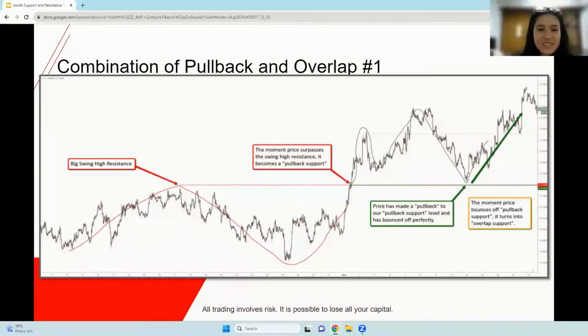Here we have a big swing high resistance level at the start, and price surpasses this level over here. The moment price surpasses this swing high resistance, it becomes a pullback support instead. Now, price has made a pullback to our pullback support and has bounced off of it perfectly. Once price bounces off of it, it then becomes an overlap support instead.